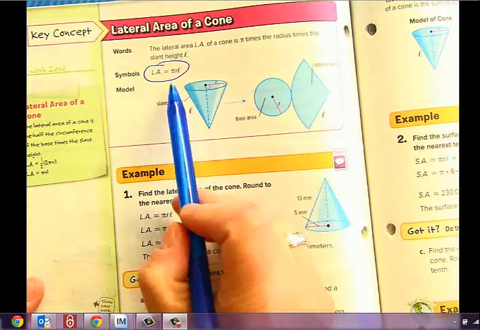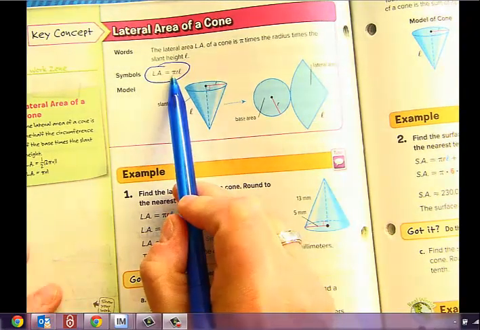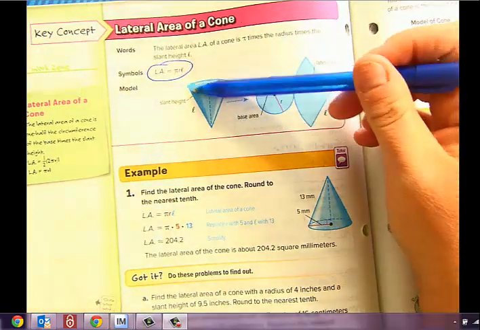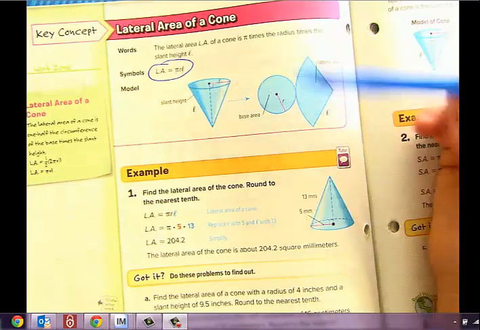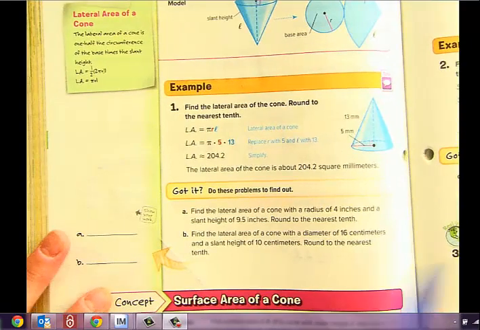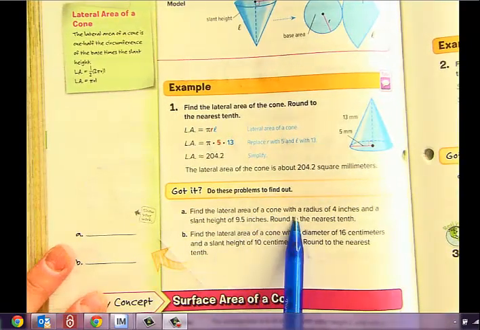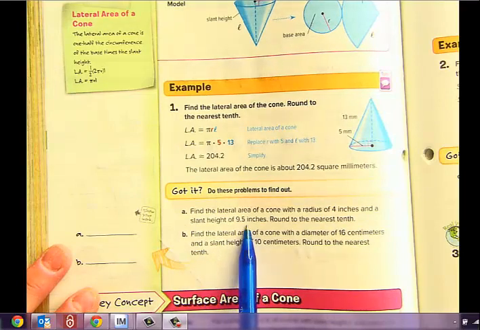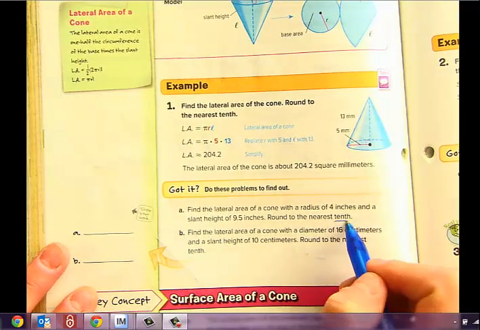So the pi, we already know. R, we know, is radius. L is a new one. The cursive L is the slant height, how tall that cone is. So let's do an example with one. Let's look at A. It says, find the lateral area of a cone with a radius of 4 inches and a slant height of 9.5, round to the nearest tenth. So let's write that out.